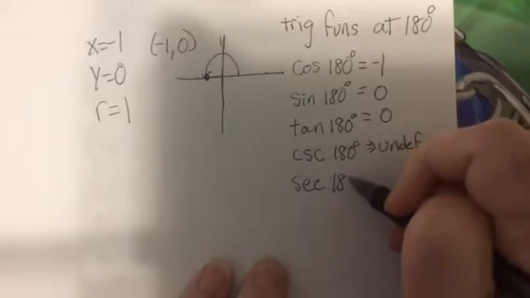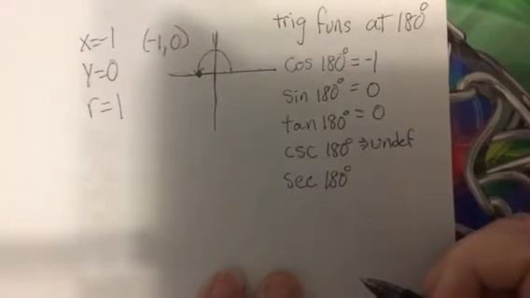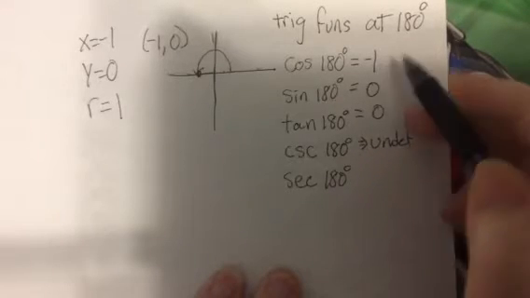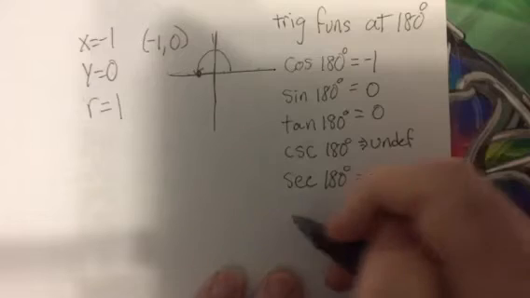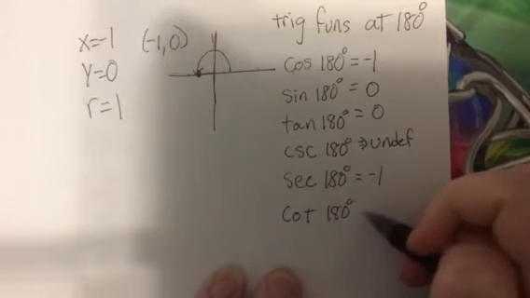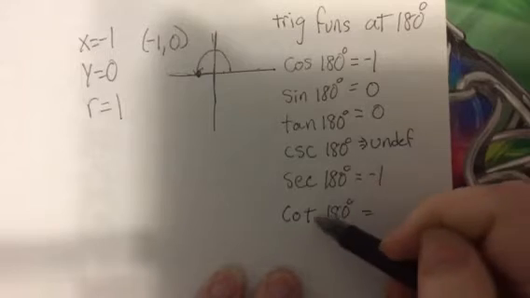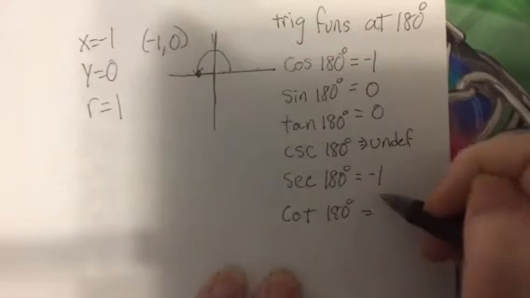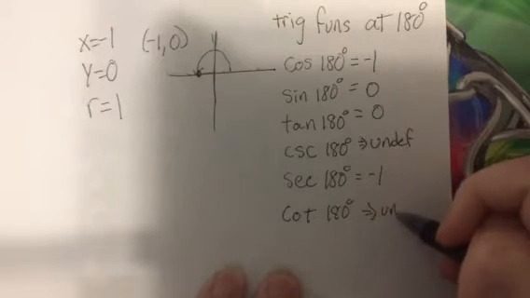Now, secant is the reciprocal of cosine. So, cosine is -1. The reciprocal would be -1. Cotangent is the reciprocal of tangent. Or cotangent's x over y. If you want to do it that way, x over y. That's undefined. Oh no, undefined.